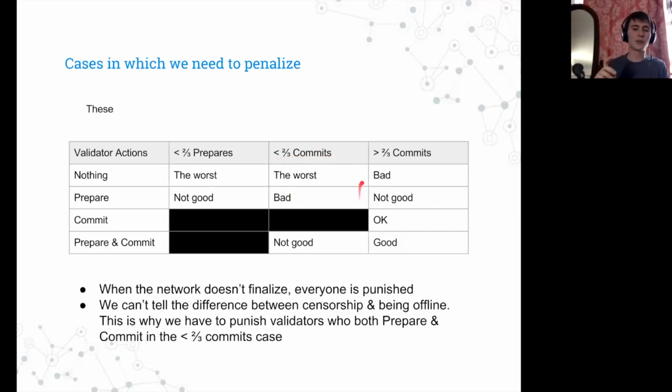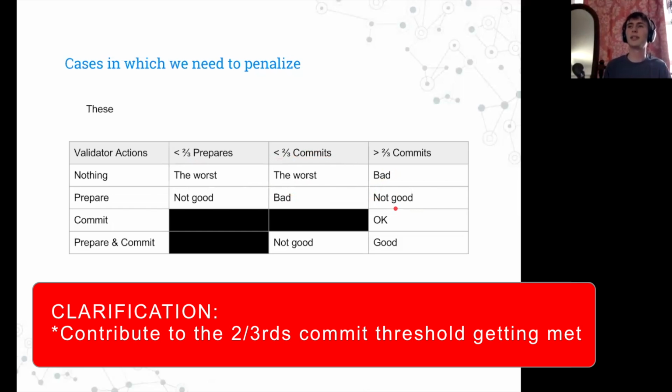And actually, that was what I just explained: if you did nothing for the greater than 2/3 prepares, greater than 2/3 commits. But if you did prepare, but you didn't commit, that's what this line means, then you're still going to be penalized because you didn't contribute to the 2/3 getting met.